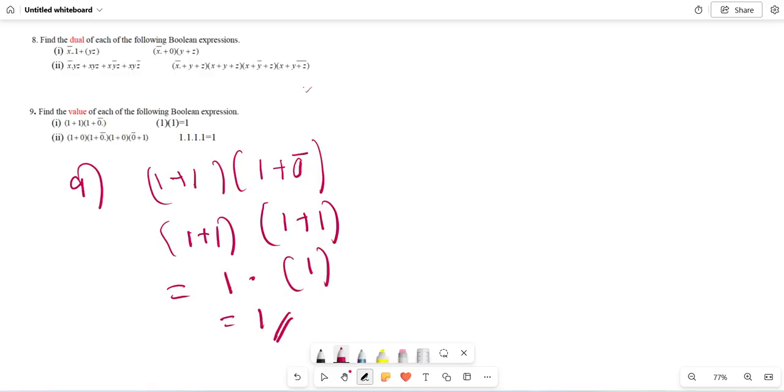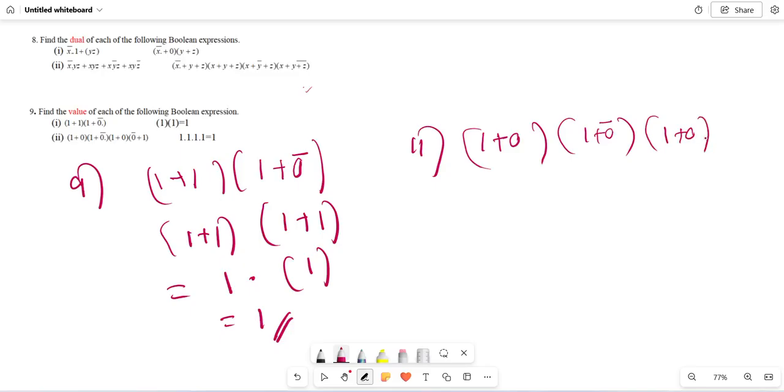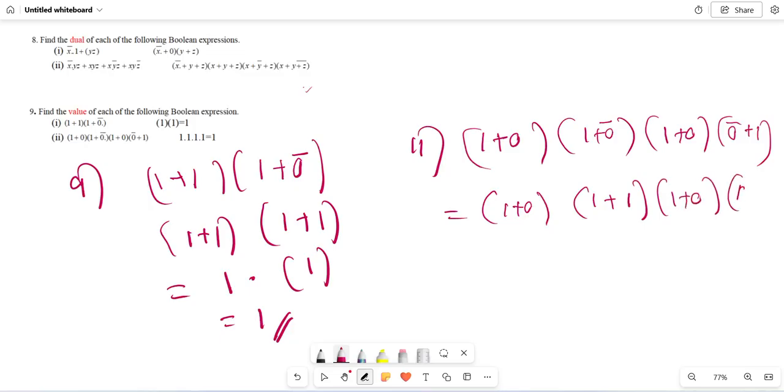And this one, the second case: 1 plus 0 bar, 1 plus 0, and 0 bar plus 1. Start from the complements and keep the others as they are first. 1 plus 0 bar is 1. 1 plus 0 is 1, and 0 bar is 1.